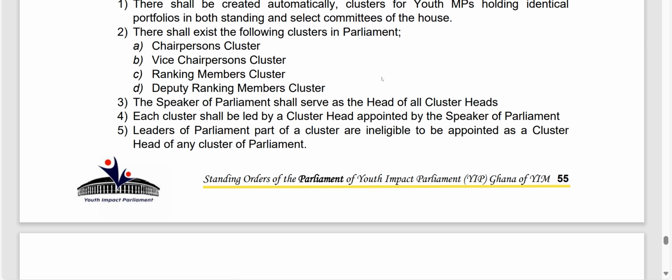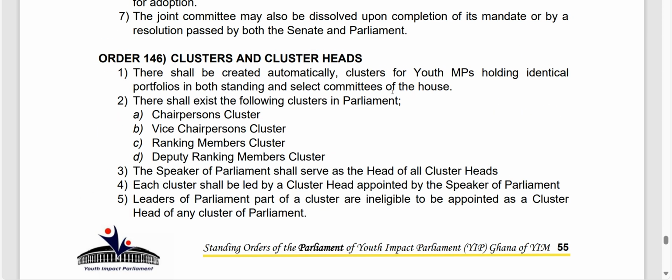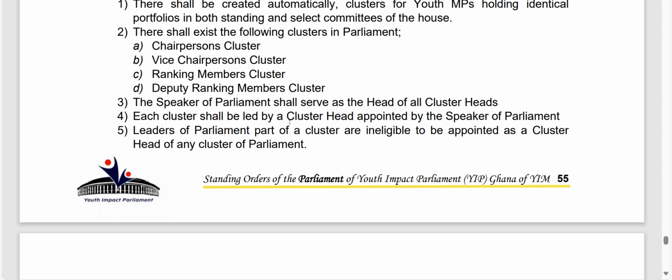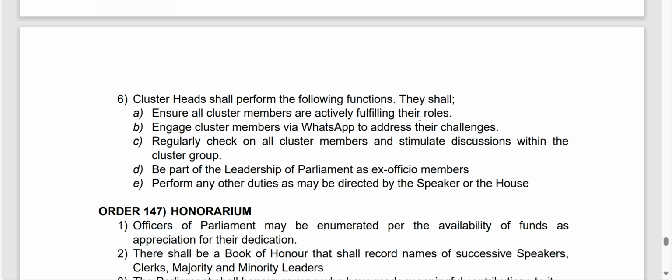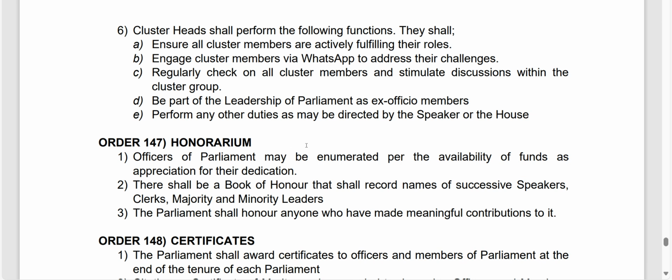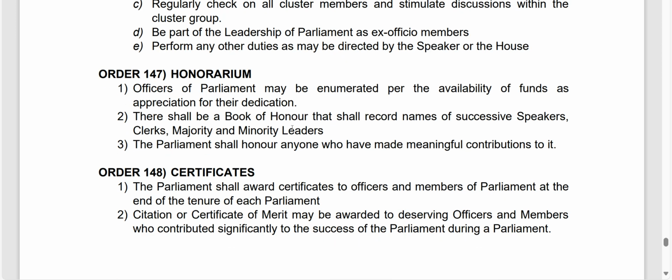Yes. Now, in Parliament, we have clusters. All chairpersons, all vice chairpersons, all ranking members, and all deputy ranking members join the cluster. The speaker is the head of all clusters. So the cluster heads head each of the clusters, and they are supposed to ensure that you are doing your job. If you are holding a chairperson job, we have a WhatsApp group for them, so they moderate discussions on that group. And then the cluster heads are ex-officio members of the leadership of Parliament.